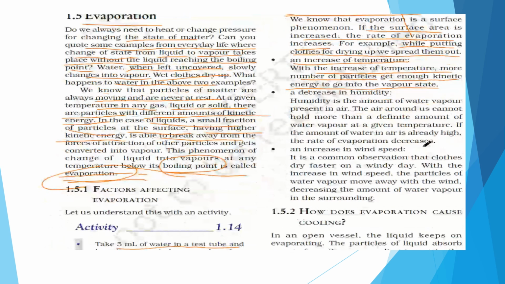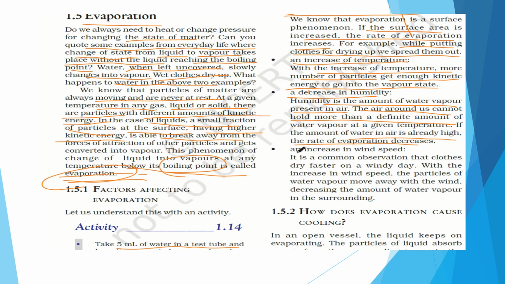Then comes a decrease in humidity. Humidity is the amount of water vapor present in air. The air around us cannot hold more than a definite amount of water vapor at a given temperature, right? So if the amount of water in the air is already high, the rate of evaporation decreases. During the rainy season, the evaporation rate decreases, and clothes take a longer time to dry as the air is already full of water vapor. So the more the humidity in the atmosphere, the lower the rate of evaporation.